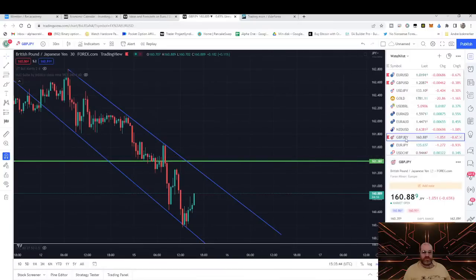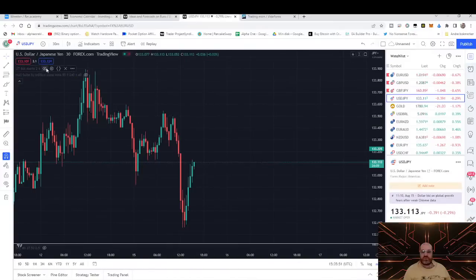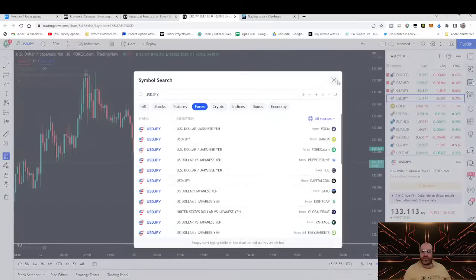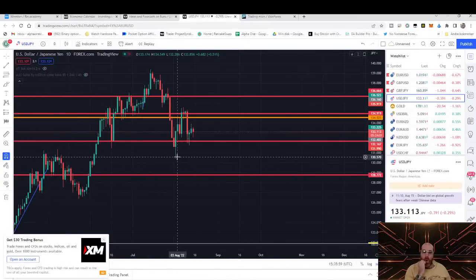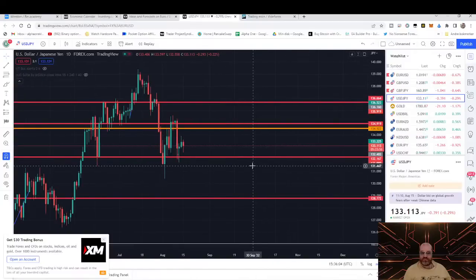So with GBP JPY, we just move it up here. We are done with that one. No trade. Now let's take a look at USD JPY. Let's move it over to the 1 day. Okay, what can we see here?